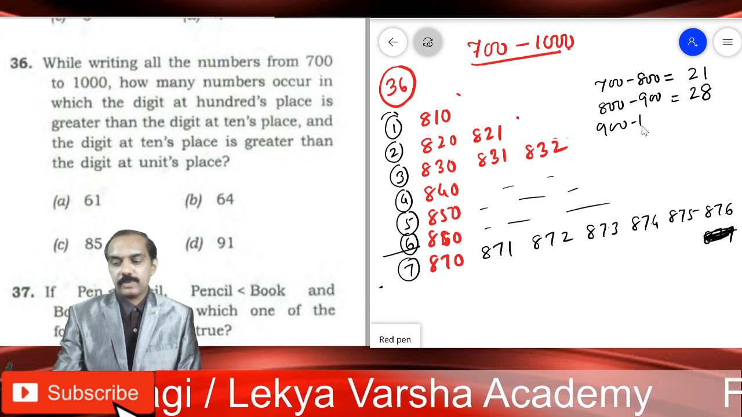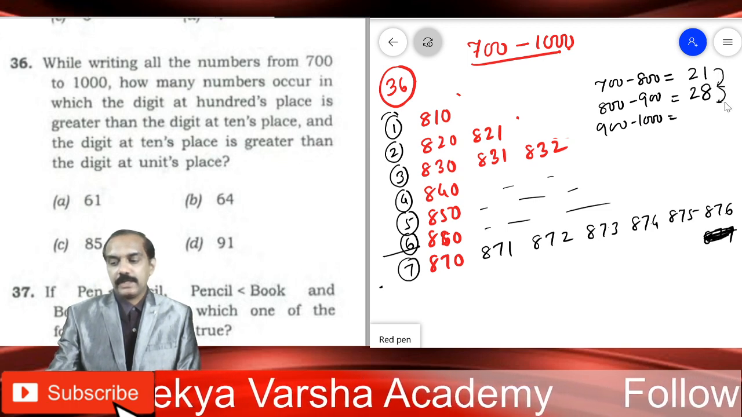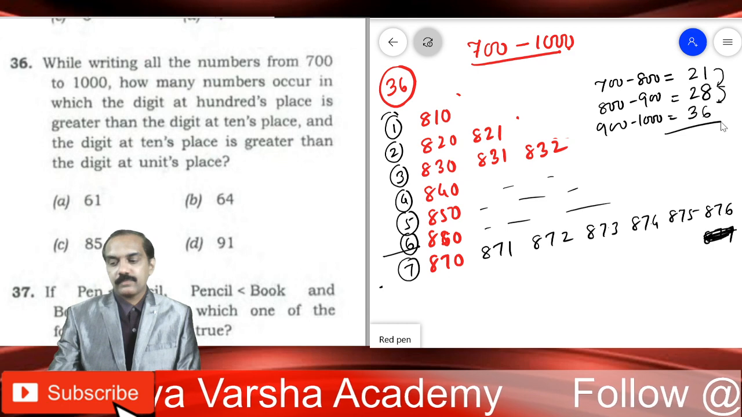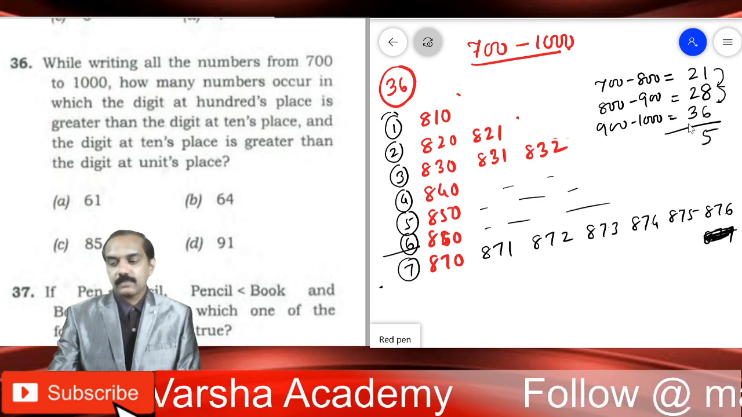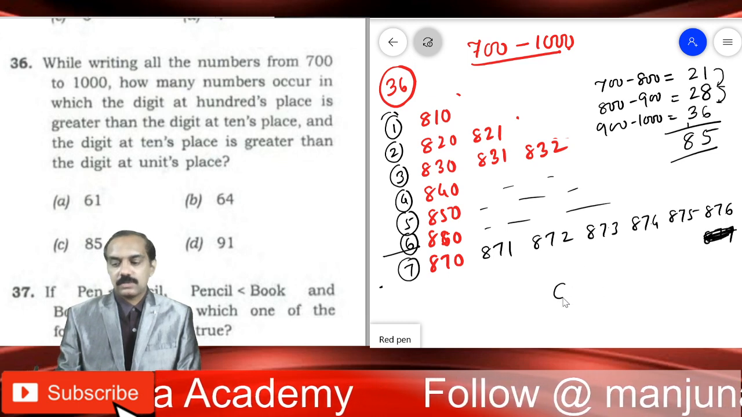The next will be automatically 900 to 1000. So here 7 extra. Now 8 extra. 8 extra means 36. So total, how much it is? 85 is the final answer. So third option 85.